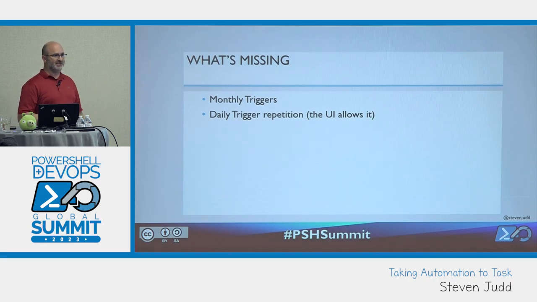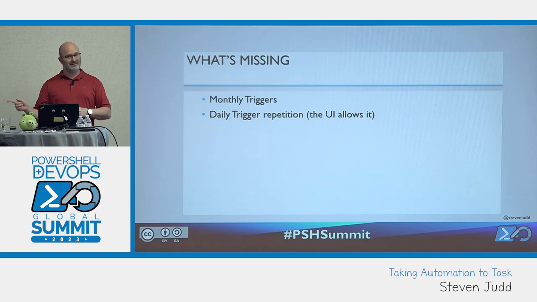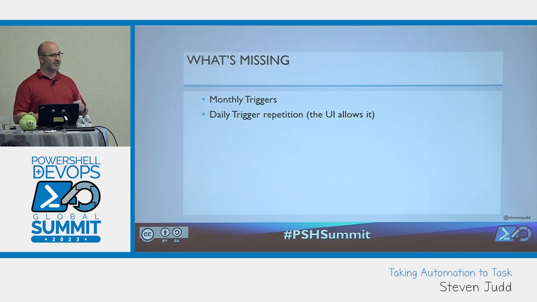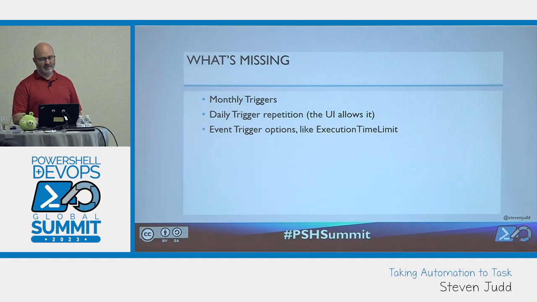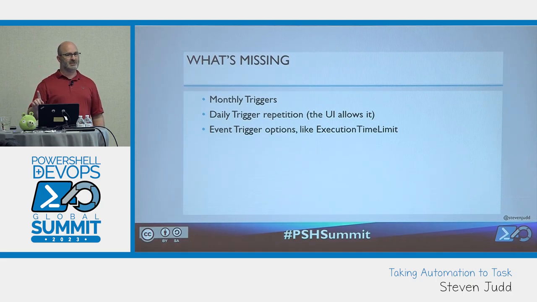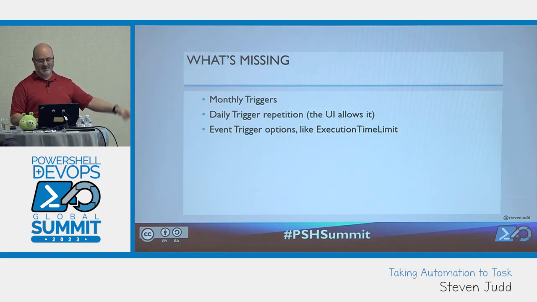Daily trigger repetition. You're like, wait, I saw repetition, yeah. The flag was once, not daily. So a lot of people create daily tasks and they say, I want you to run every day. I want you to start at 8 o'clock in the morning and I want you to run every hour until 8 o'clock at night because that covers our business window. Yeah, you can't do that through here. Event trigger options like execution time limit. Wait, I saw execution time limit. What are you talking about? Yeah, execution time limit I showed you was for the entire scheduled task, not for the triggers. Can't do it from here.